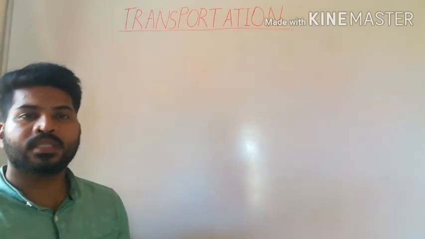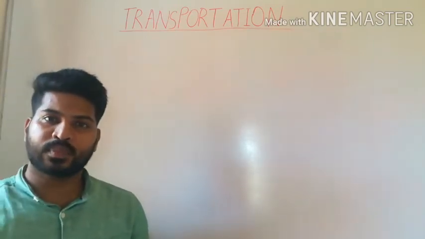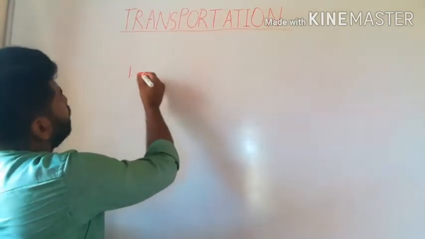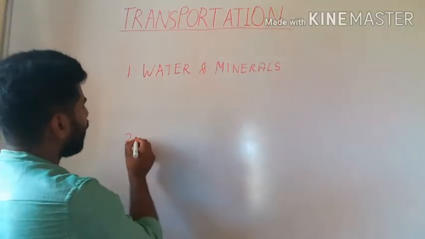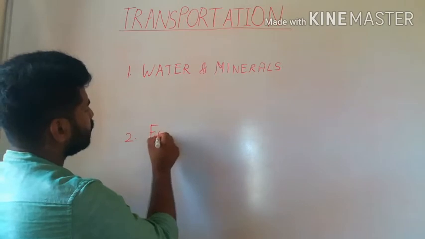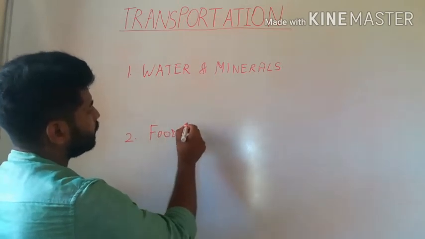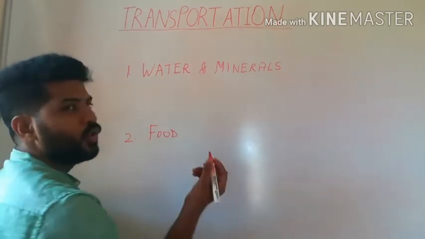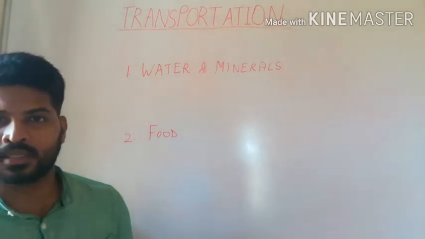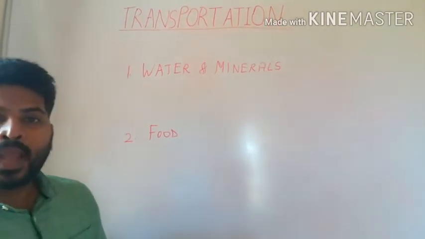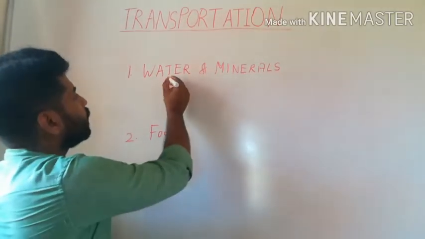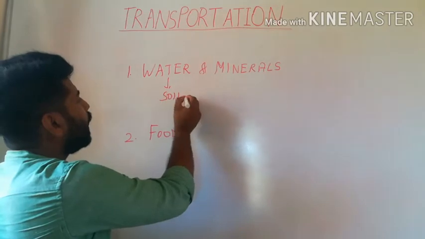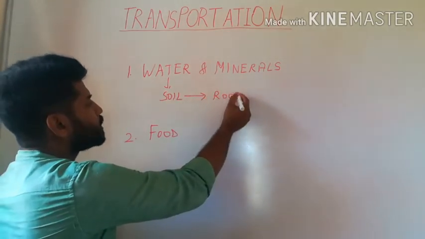The main substances that need to be transported in the plants are water and minerals, and food that is prepared by the process of photosynthesis. Now, plants obtain water and minerals from soil with the help of roots.